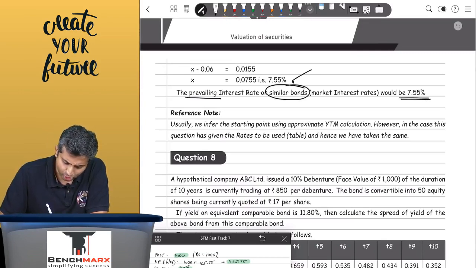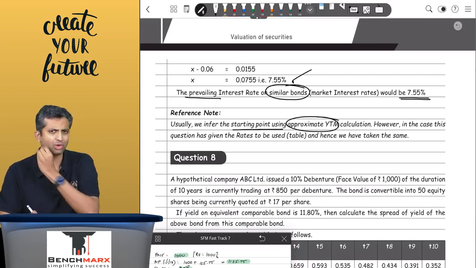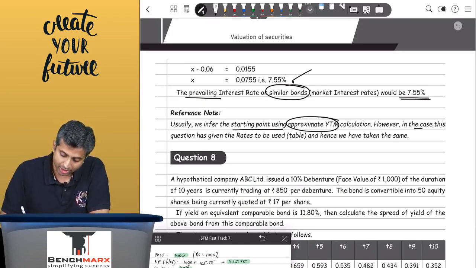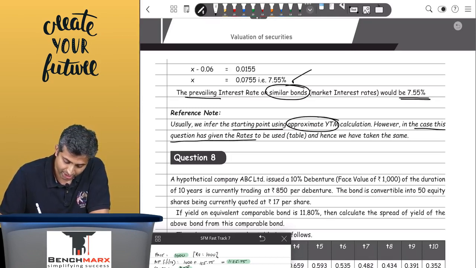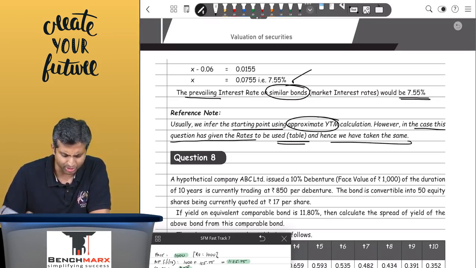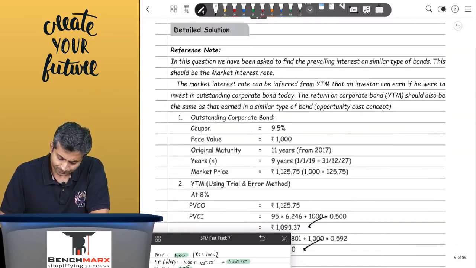Reference note: we usually infer the starting point using the approximate YTM calculation. Here we have not done that. This is the first question. However, in this case, the question has given us the rates to be used, that is, in the table, and hence we have taken the same directly.